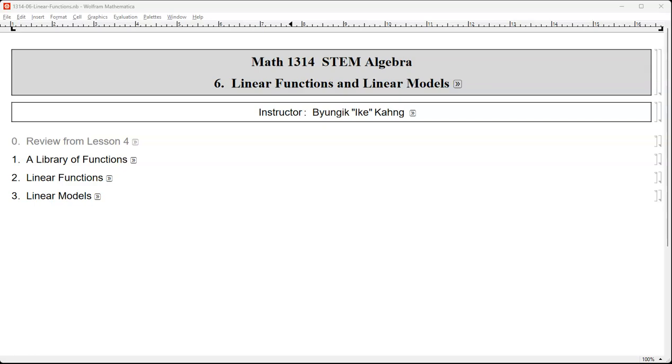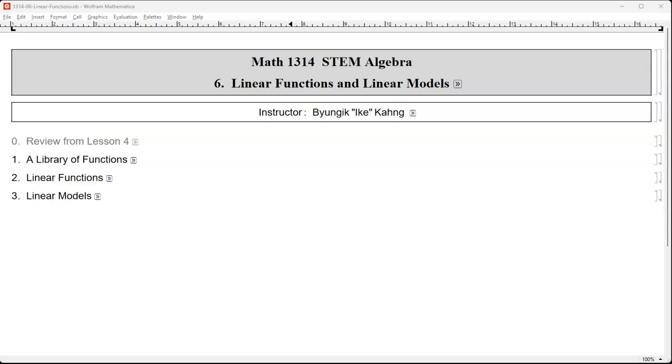Hello Math 13-14 students. Let's begin lesson 6, linear functions and linear models. But before beginning lesson 6, let's have some review from lesson 4. Some of them will be needed for section 1 and some for sections 2 and 3.